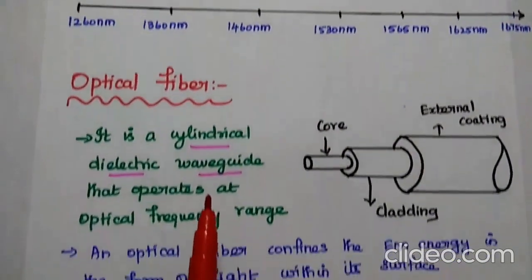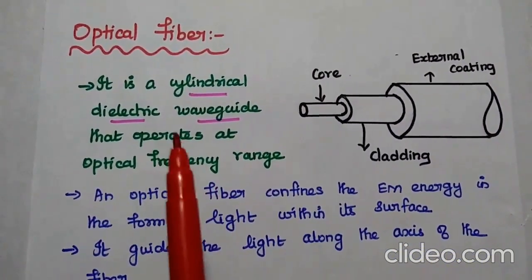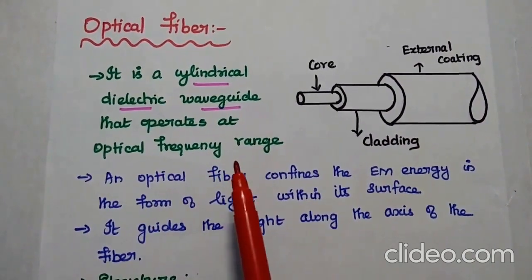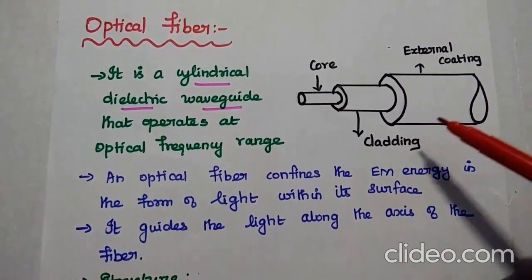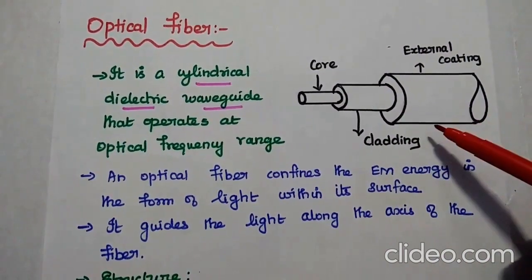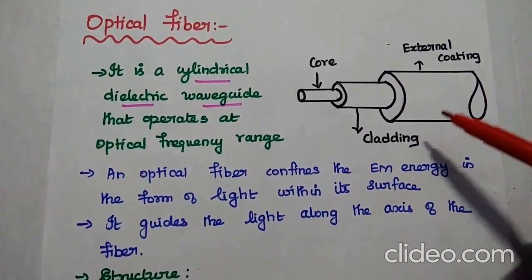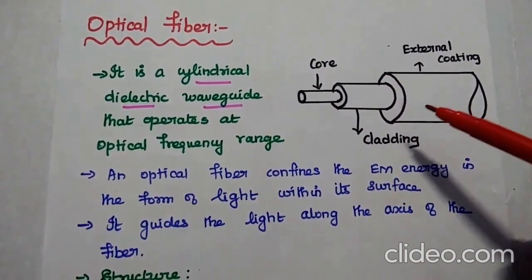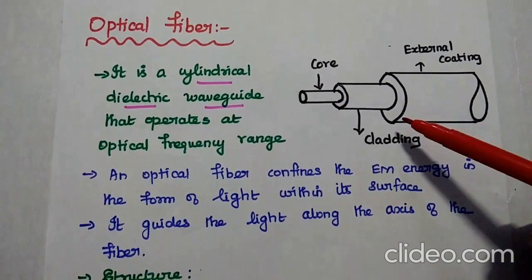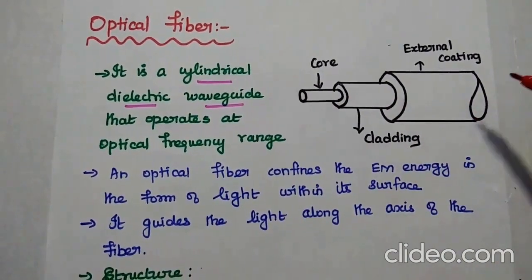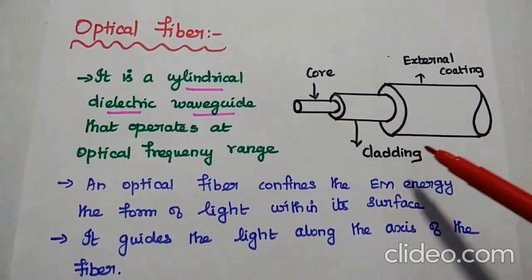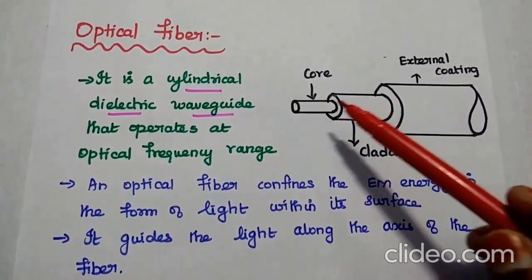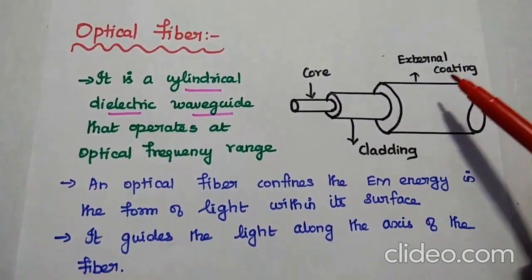This is a cylindrical dielectric waveguide that operates at the optical frequency range. So these are all the 3 layers of the optical fiber. The first one is the external coating, then cladding, then the inside layer is the core. These are all the 3 layers of the optical fiber.